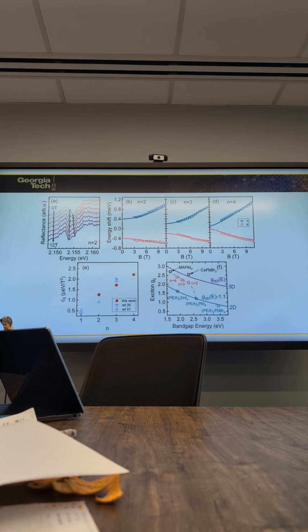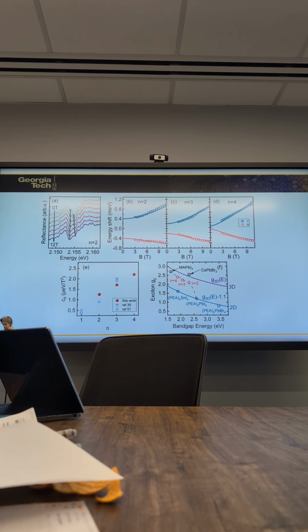So energy splitting decreases as n increases. Why? Because the quantum confinement decreases. Oh, so with less quantum confinement, you get less splitting? Yeah. Why? They are trying to explain that with the values, right?